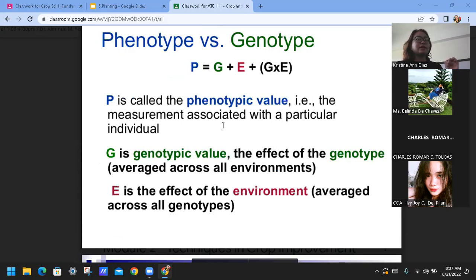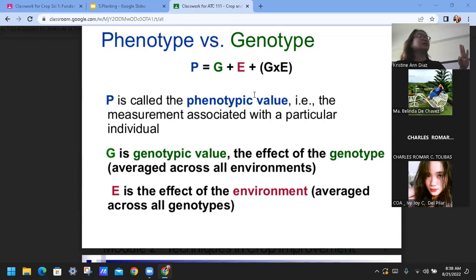So, phenotype versus genotype. P is the phenotypic value in this instance, and it's measured with a particular individual, and G is the genetic value, which is the average across all environments, no? And E is the environment. So this is how you can get the overall result: G plus E plus the interaction.